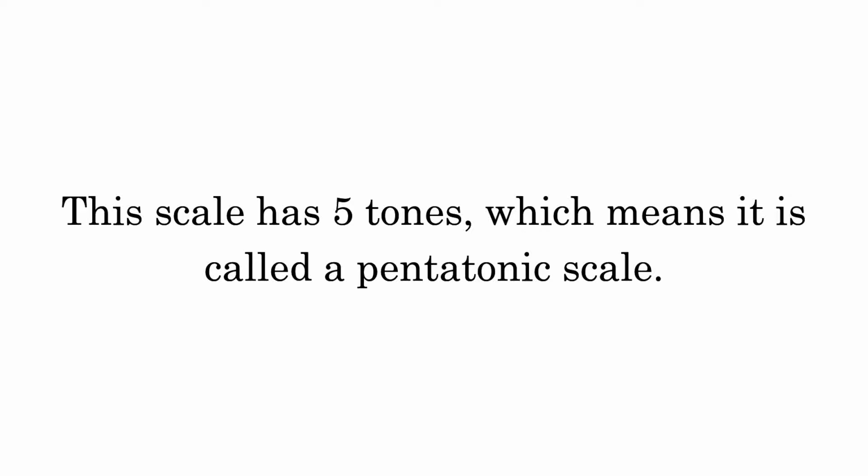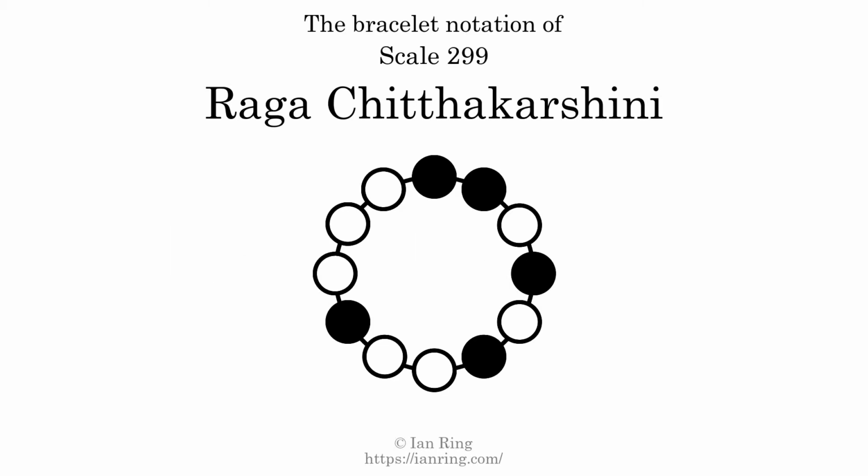This scale has 5 tones, which means it is called a pentatonic scale. This is a bracelet notation diagram of scale 299. The shaded circles represent tones that appear in the scale, and they are read clockwise, starting at the top.